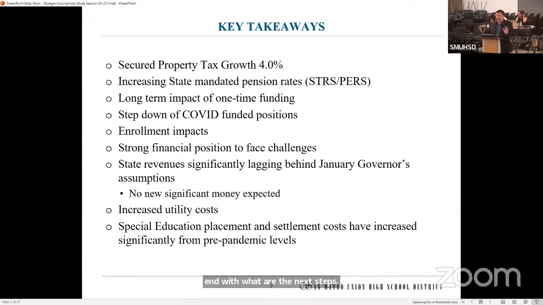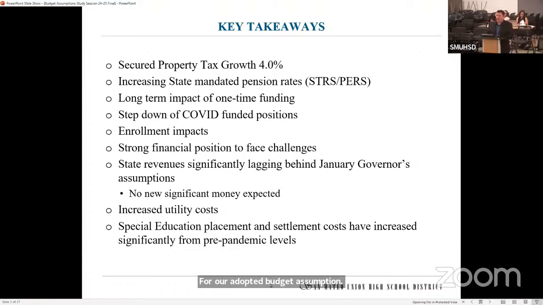So if you don't listen to anything else I say for the rest of the evening, here are the key takeaways right now. Secured property tax growth in our assumption is at 4% right now. We've popped up a little bit higher than that. I just looked earlier today. We're at about 4.15% as of today. And so we'll continue to monitor that. As we get a little bit closer, we'll probably pick a day in a few weeks here to use whatever the AV tracker is with the County of San Mateo for our adopted budget assumption.